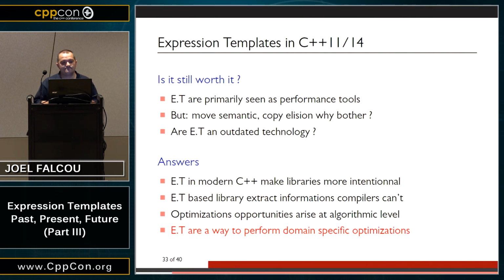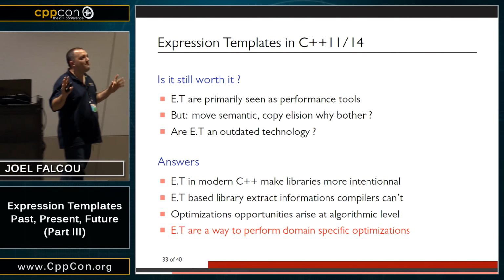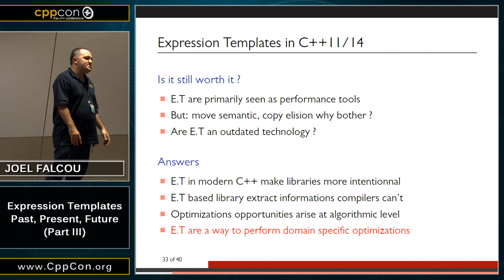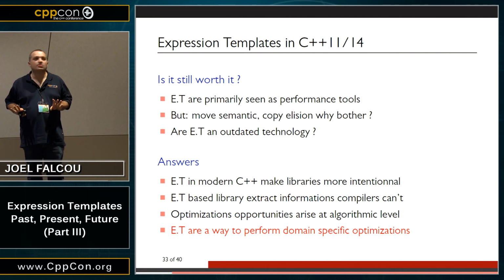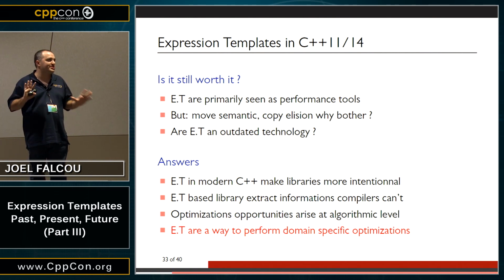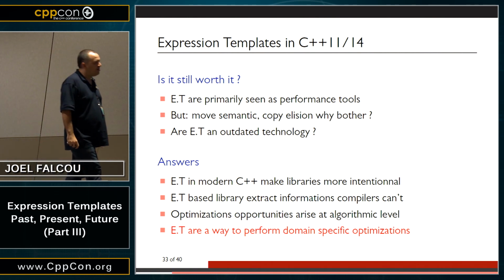So the first question is, should I still be doing this? As I said, we have move semantics, we have copy elisions, we have a far better compiler than before. And yes, most of the time, if you are only looking at performance, it's probably not what you really want to do, because the benefit-risk analysis is not in favor of this kind of stuff.